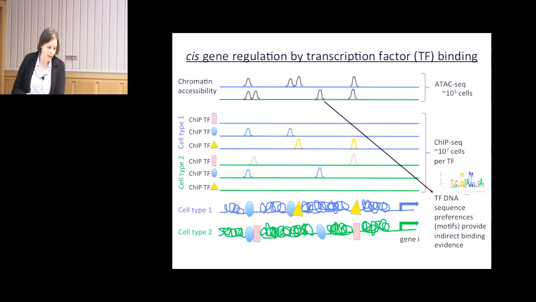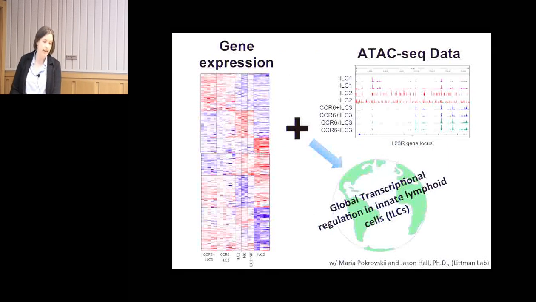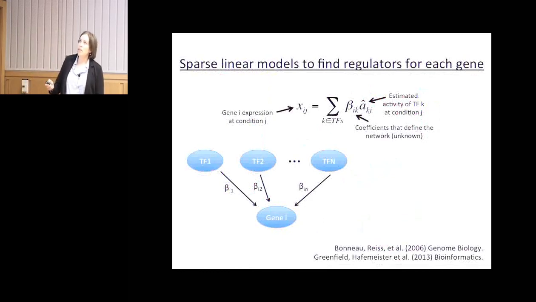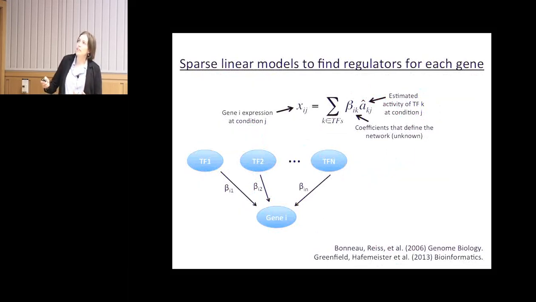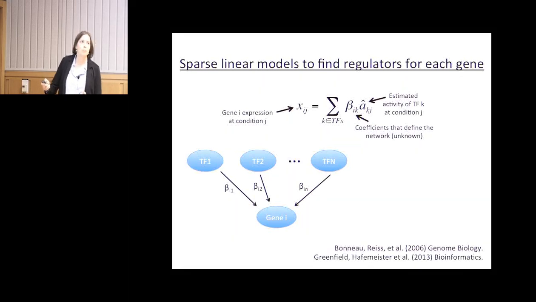And so the idea here was then to combine gene expression and ATAC-seq data to infer transcriptional networks in ILCs. And the mathematical framework that we're using is sparse linear regression. So basically, for each gene, we model its expression as a multivariate combination of the transcription factor activities that regulate it. And these coefficient betas can be positive or negative, depending on whether that interaction is activating or inhibitory.